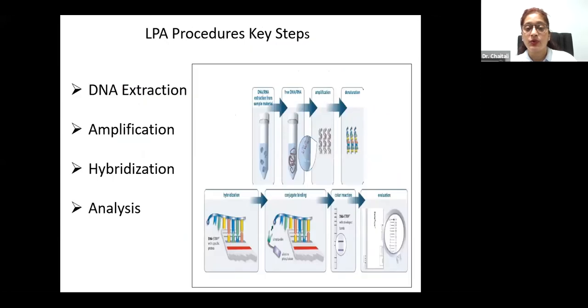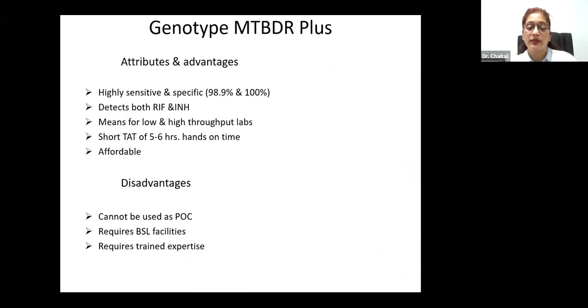Then next is line probe assays, which are based on the key steps of DNA extraction, amplification, hybridization, and analysis. These are a few attributes and advantages of this. It is highly sensitive and specific. It detects both rifampicin and isoniazid in one go.